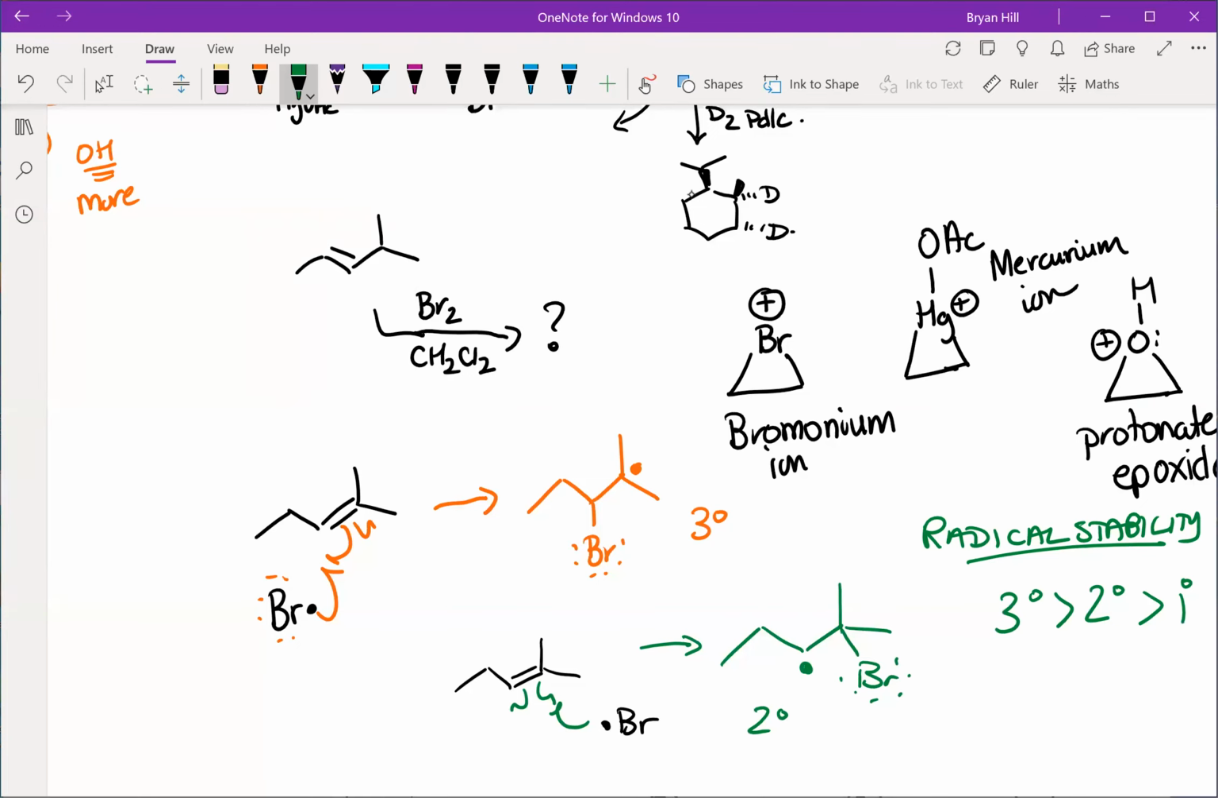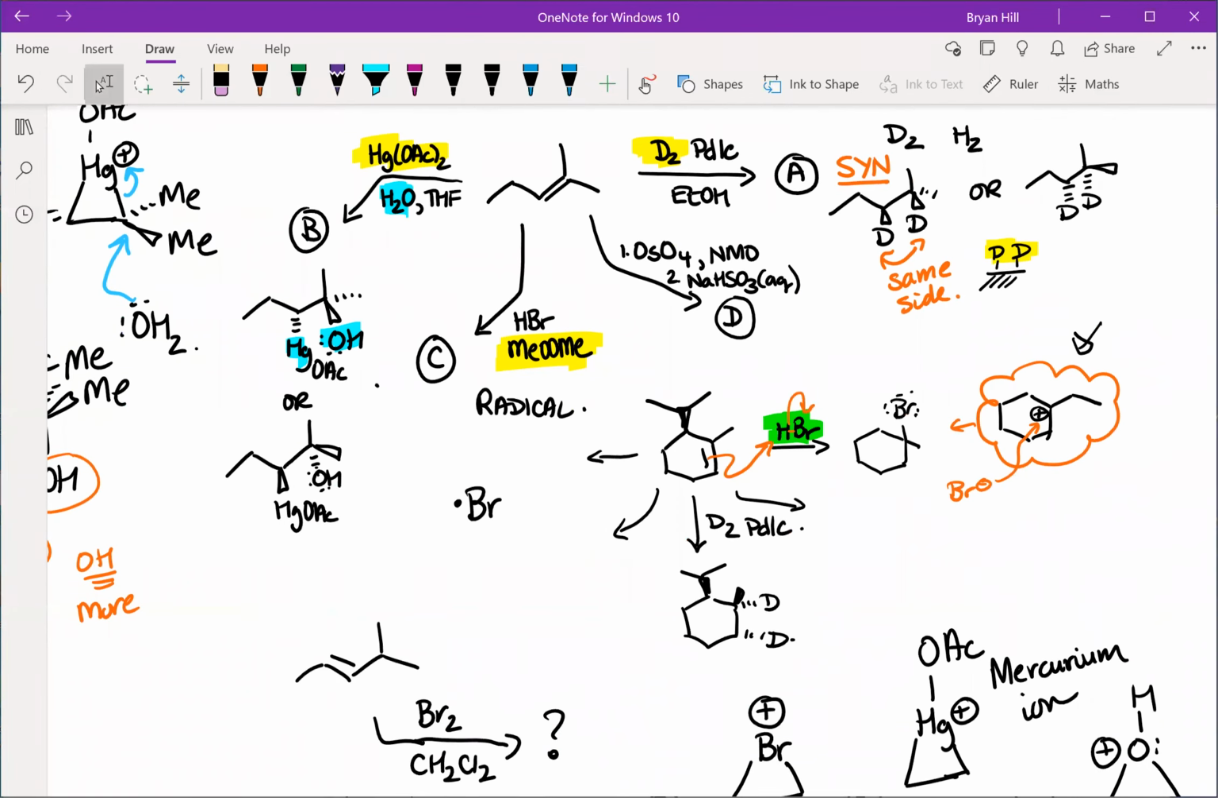So remember, resonance provides stability. So radical stability parallels carbocation stability. So the intermediate, this tertiary radical, would be lower in energy, so it would be easier to form. So that's why you get this product. So here, our product would look like this.